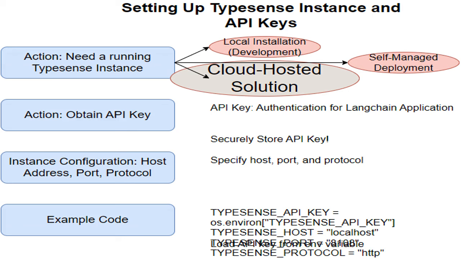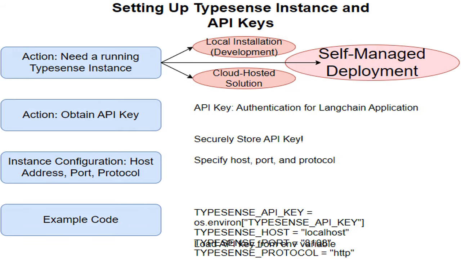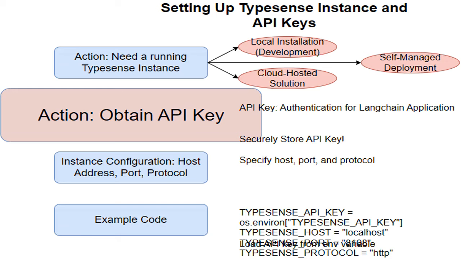Cloud-hosted solutions such as Typesense Cloud, AWS, GCP, or Azure offer scalability and managed infrastructure for production environments. A self-managed deployment provides maximum control over the Typesense instance, allowing for customized configurations and security settings. It also stresses the importance of acquiring an API key, which is essential for authenticating LangChain applications with the Typesense instance.